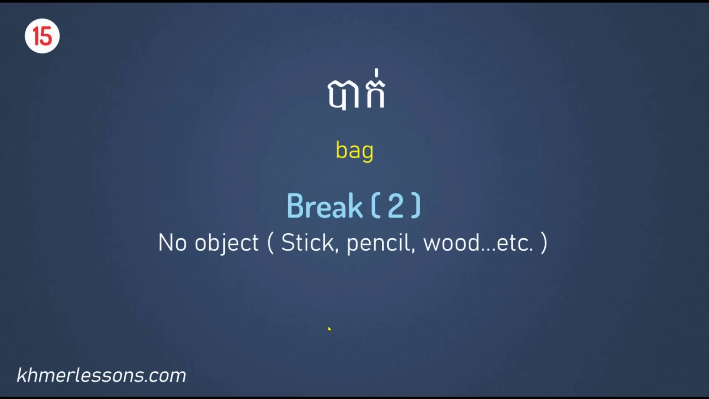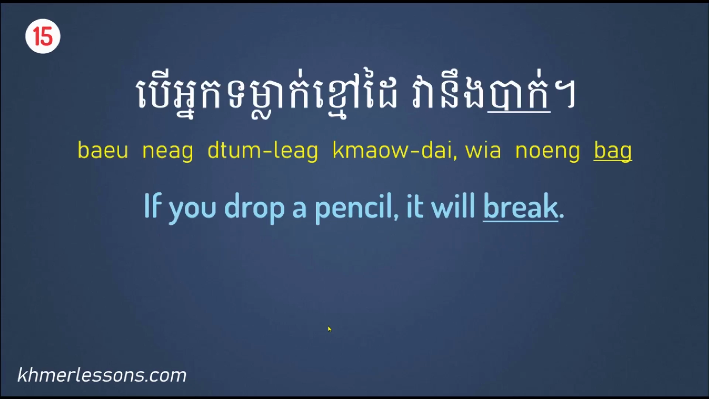Second meaning, no object either, but used with stick, pencil, wood, something with long length, or a tree branch. It's not easy to be fragile, but you can break it. So with these things you don't say bay, you say bak. For example, if you drop a pencil, it will break. I just change the object, glass to pencil. If you drop a pencil, it will break.